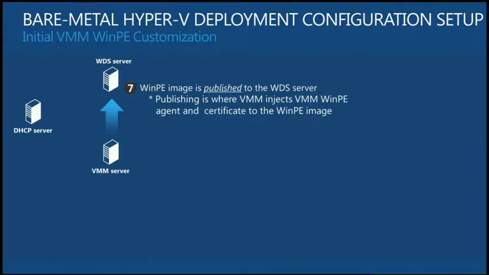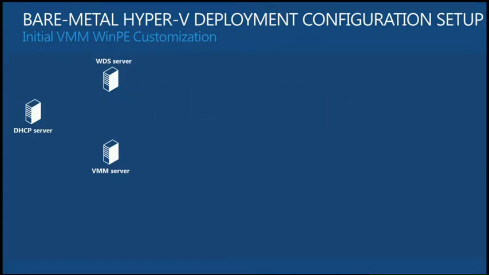When we do copy that WinPE image out there, though, we do a number of things to it. We will inject our agent into that image, and we'll also inject a certificate so that we know that the PXE request being asked of the VMM server is actually a valid one. And then that's the process. So once you've added that WDS server as a PXE server to VMM, then it's available for use.